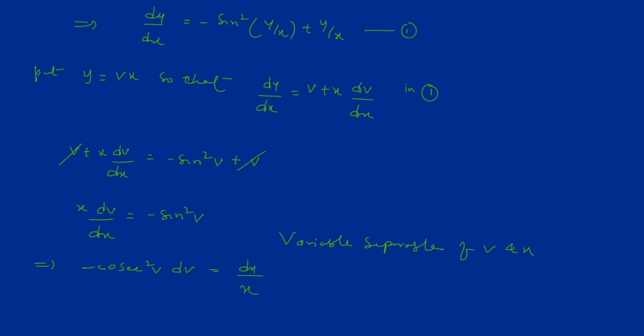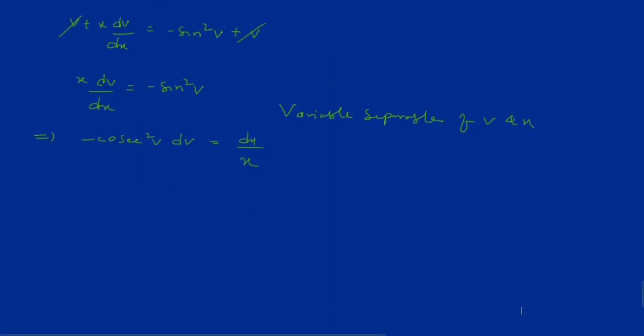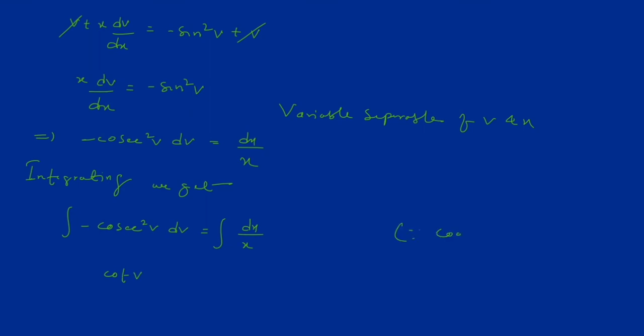So now integrating, we get the integration of minus cosec square v dv, which is equal to the integration of dx upon x. So the integration of minus cosec square v is cot v, right? Similarly, the integration of minus cosec square x is cot x, right?